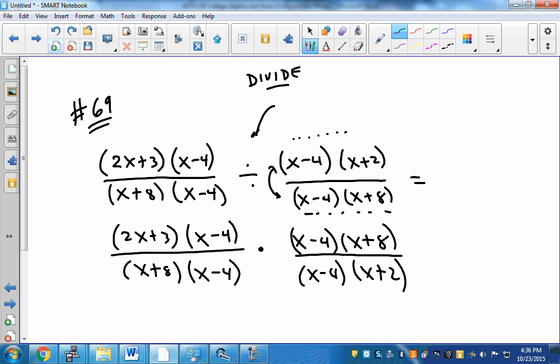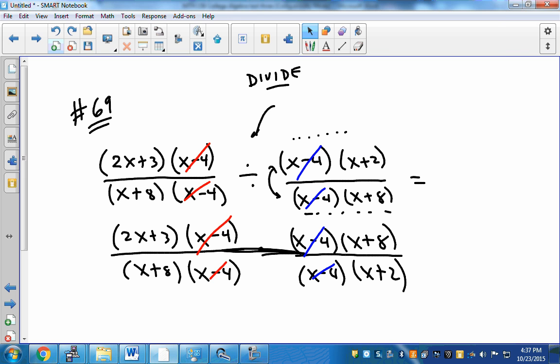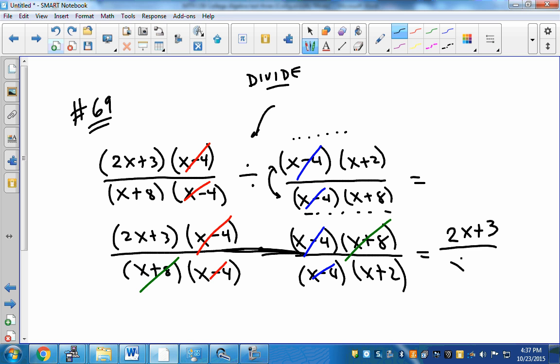Once you have it as a multiplication problem, you can just turn this into one giant fraction, and then you can start canceling. Well, in point of fact, we could have canceled these right off the bat, but they cancel there, and these will cancel over here. I mean, this was a really easy problem. Anything else cancels? Well, yeah, the x plus 8s go out, okay? And it looks like what we have remaining is the final answer. So up top, we have 2x plus 3, and on the bottom, we have x plus 2.